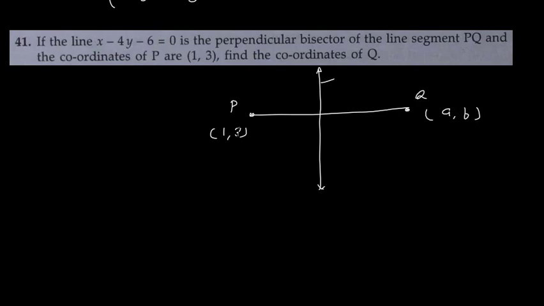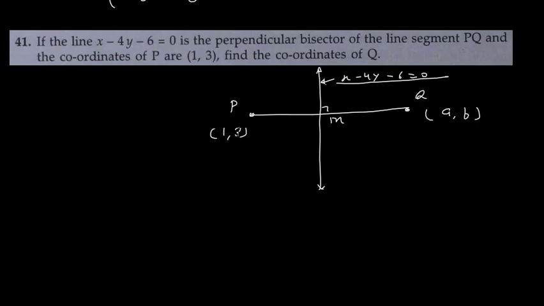So the line is x minus 4y minus 6 is 0. Now this line bisects this PQ, so this is the midpoint as well. So I can find out the slope of this line. Now the slope of PQ also I can find out, and the product of these two slopes is going to give me -1.